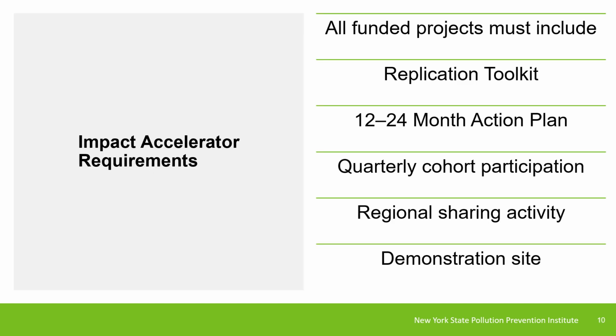All funded projects must include 5 core elements: a replication toolkit, a 12 to 24 month action plan, quarterly cohort participation, at least one regional sharing activity, and a demonstration site. These requirements ensure that your project has impact beyond your immediate community.